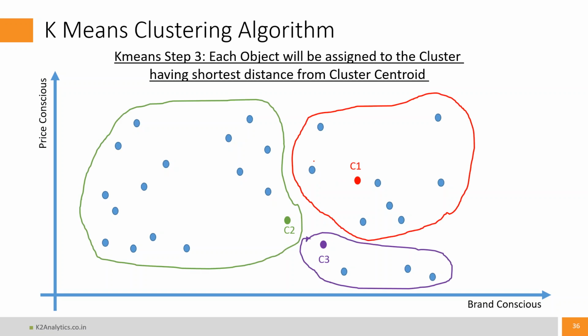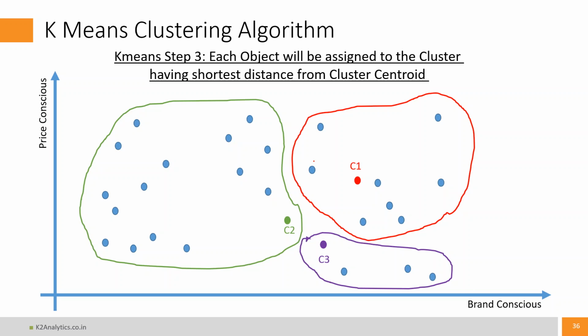So what may happen is you will get something like this. The certain dots which are closer to centroid 1 are marked in the red circle boundary closed area. Certain objects which are closer to centroid 2 are marked within the green closed area. Likewise C3.